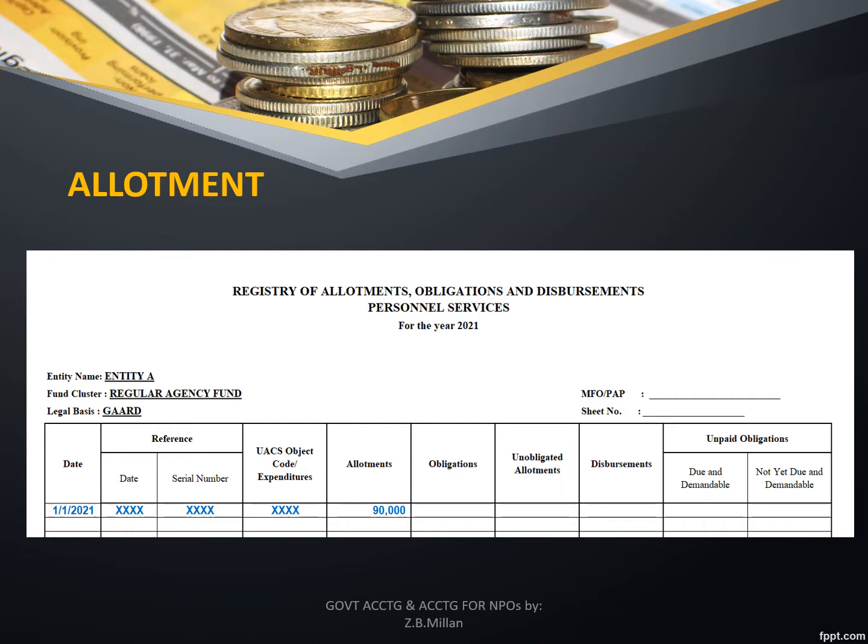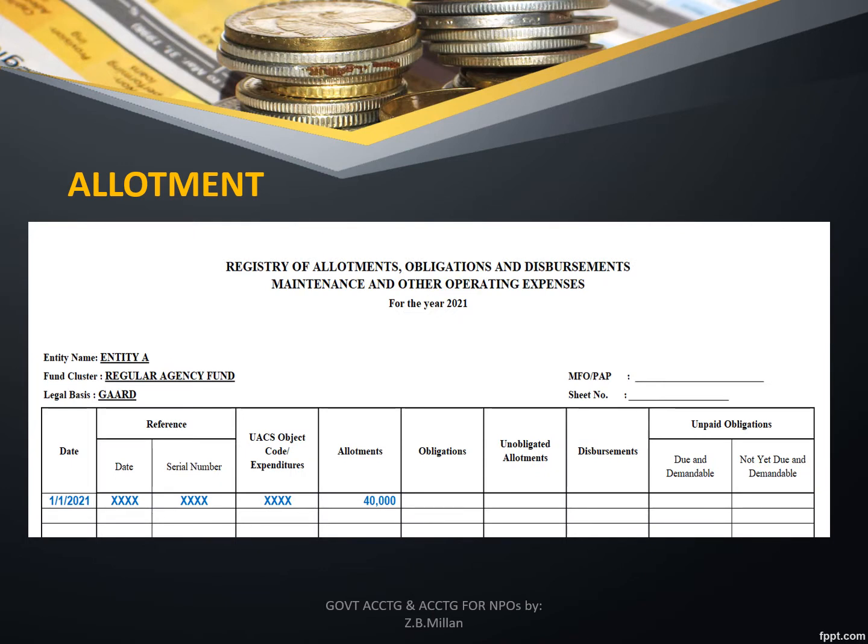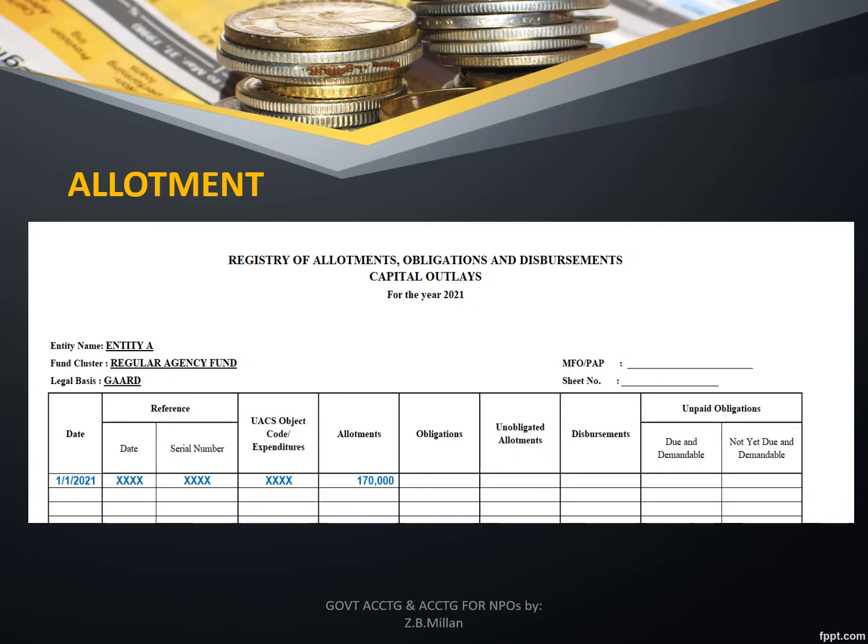In the recording, we put the entity name, fund cluster, and the legal basis of the allotment, which is the General Appropriations Act as a release document, and then we record the allotment. The date of the allotment is January 2, and then the allotment received for PS expenditures. Correspondingly, we record the allotment received for MOE and the capital outlay.